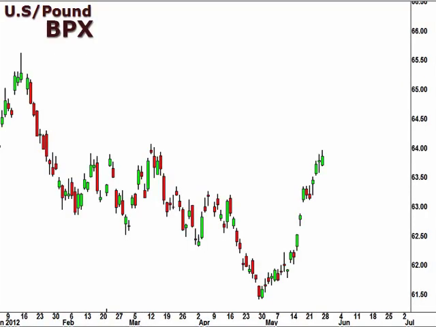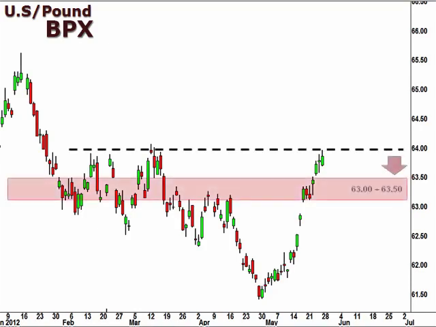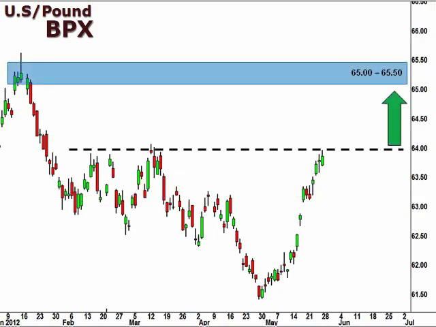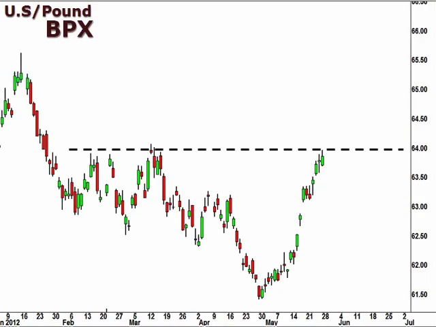Let's take a look at the BPX, the US dollar versus the British pound. The BPX hit 64 last week, and we are open to a pullback to test support within the 63-63.5 zone. A break above the 64 resistance level opens the window for a push towards 65.